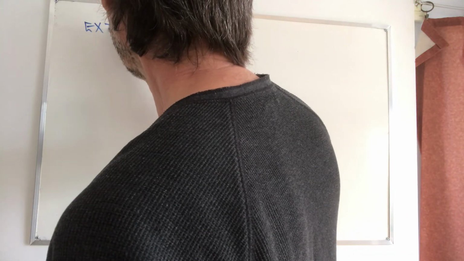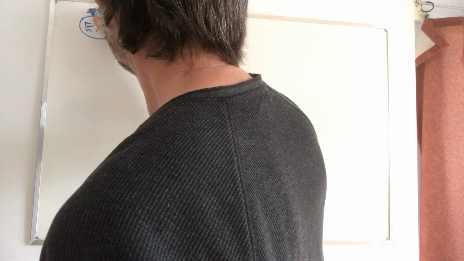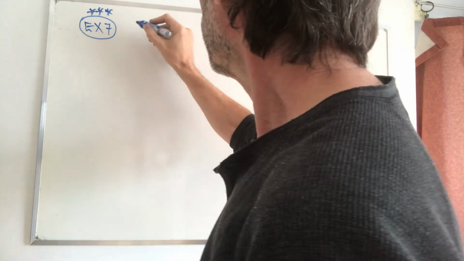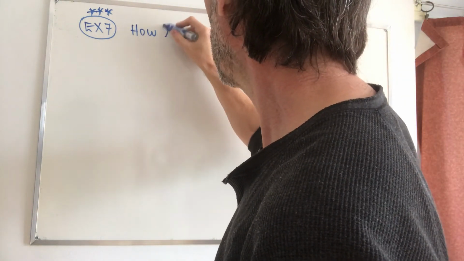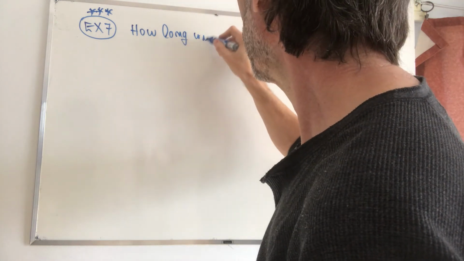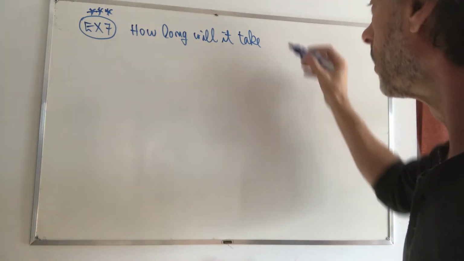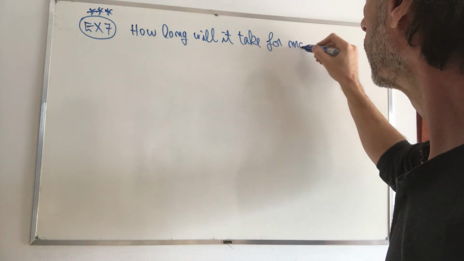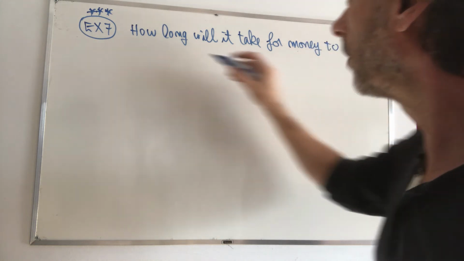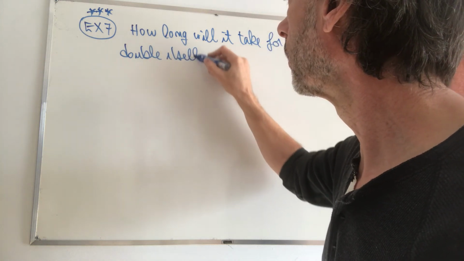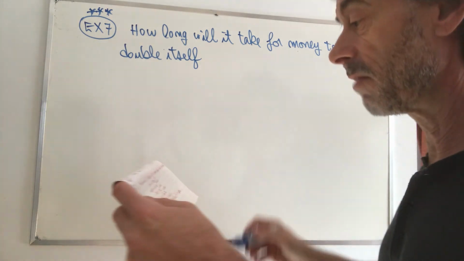Okay, one last example. We will do this example 7. Perhaps we can call this 3 stars. You'll be the judge. This is a word problem. How long will it take for money to double itself?